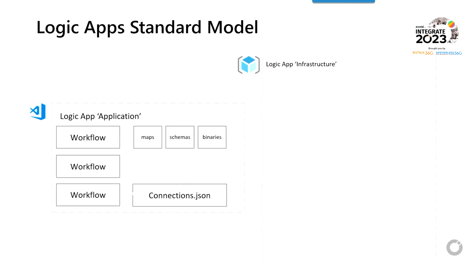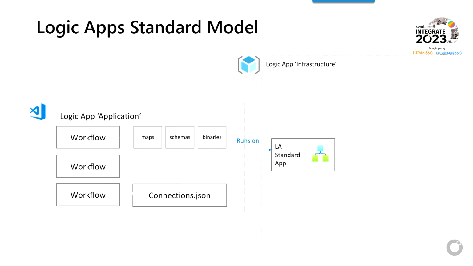Behind the scenes, it looks a little bit like this. You're going to have one or more workflows, and a set of metadata or other components that you can use. You have the reference to your connections. You have the reference to your parameters. And depending on the type of workflow you're doing, you might have a group of other components that help you, like maps, schemas, and even binaries.